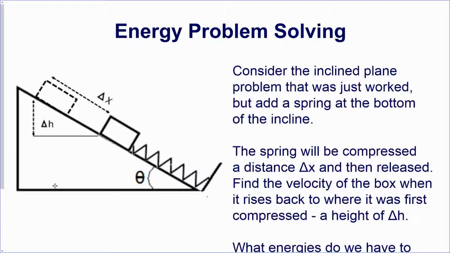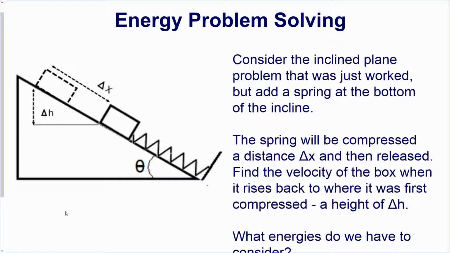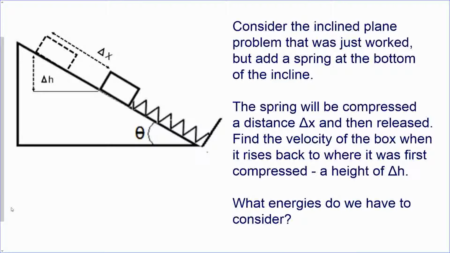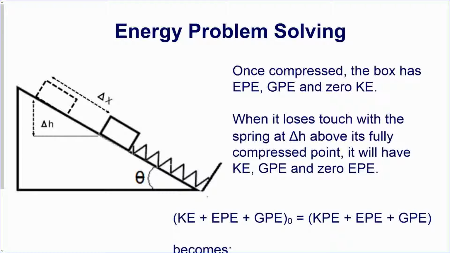Consider the incline plane problem that was just worked, but now add a spring at the bottom of the incline. The spring will be compressed a distance delta x and then released. Find the velocity of the block when it rises back to where it was first compressed at a height of delta h. What energies do we need to consider for this problem? Once compressed, the box has spring potential energy, gravitational potential energy, and 0 kinetic energy. When it loses touch with the spring at delta h above its fully compressed point, it will have kinetic energy, gravitational potential energy, but the spring's potential energy will be 0.